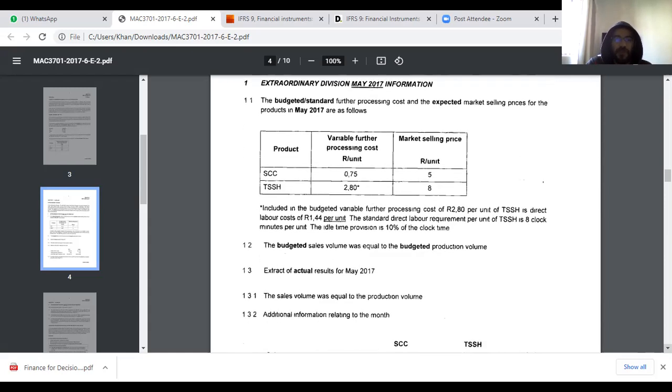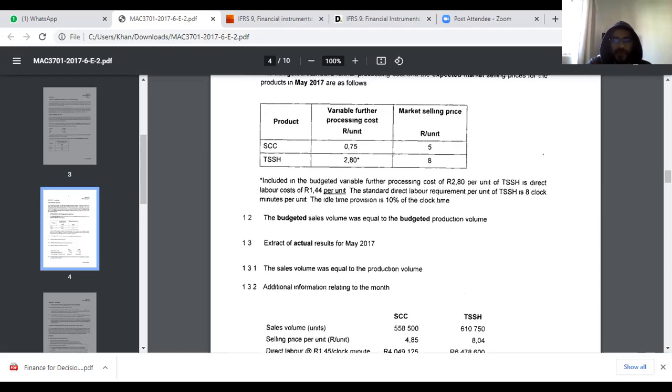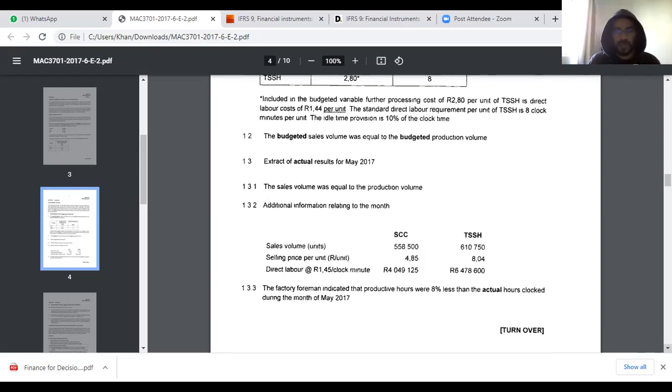I'm not going to read further. We don't need the further information. The further information is just basically for standard costing. So we're not dealing with standard costing now, so I'm not going to read those items. So let me open up Excel.